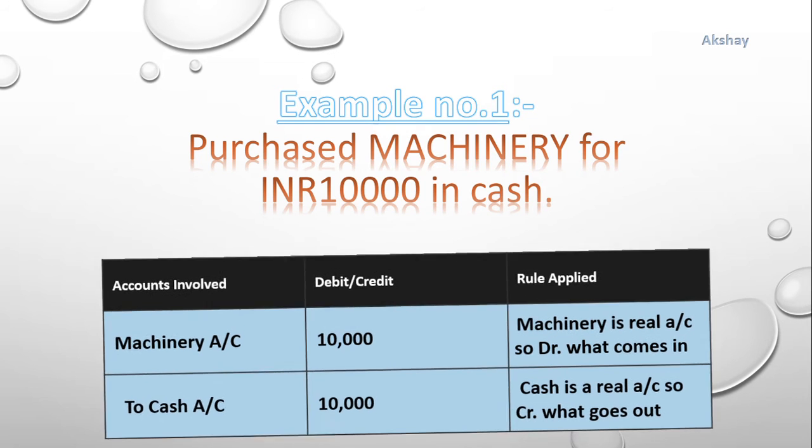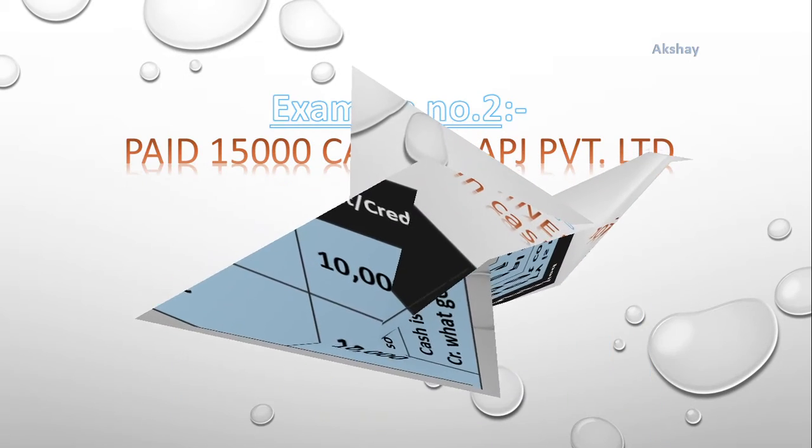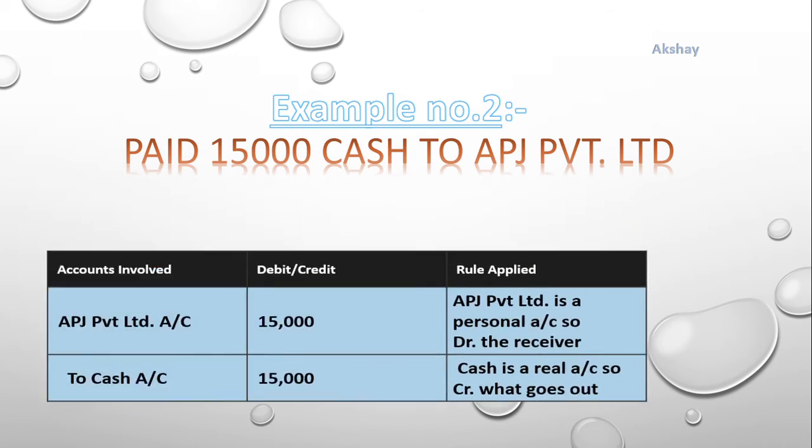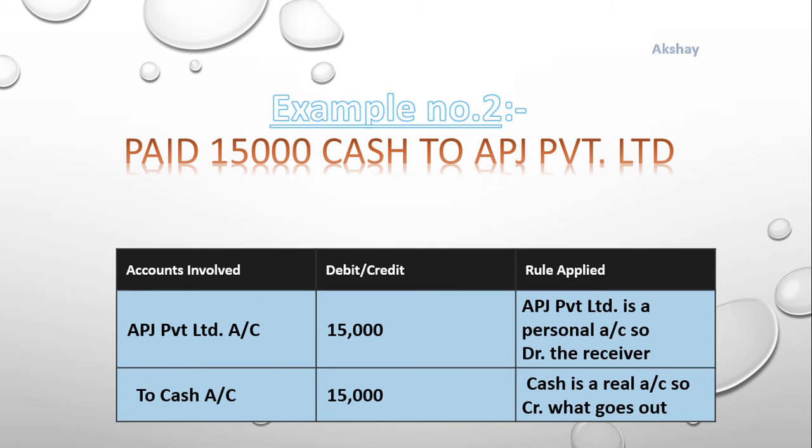Okay, now the second example will be: paid 15,000 cash to APJ Private Limited. The journal entry will be APJ Private Limited account debit and to cash account by 15,000. Remember, APJ Private Limited is a personal account, so the rule is debit the receiver, and cash is credited since cash is a real account, so we credit what goes out by 15,000. And finally, the journal entry will be APJ Private Limited account debit 15,000 to cash account 15,000.